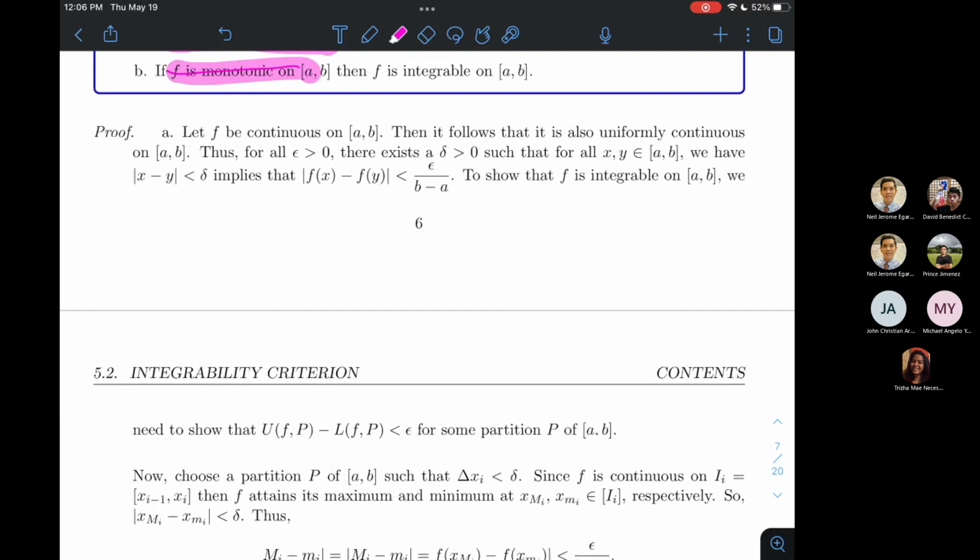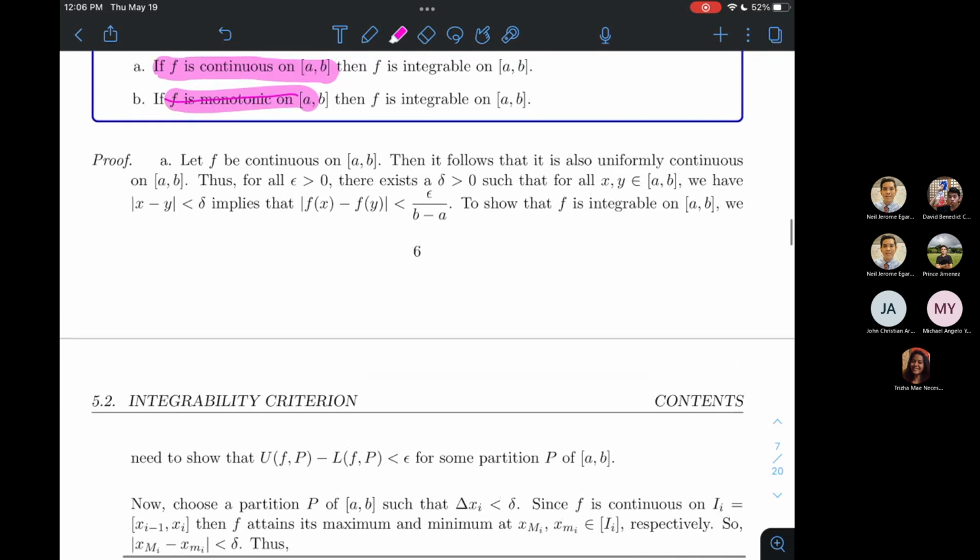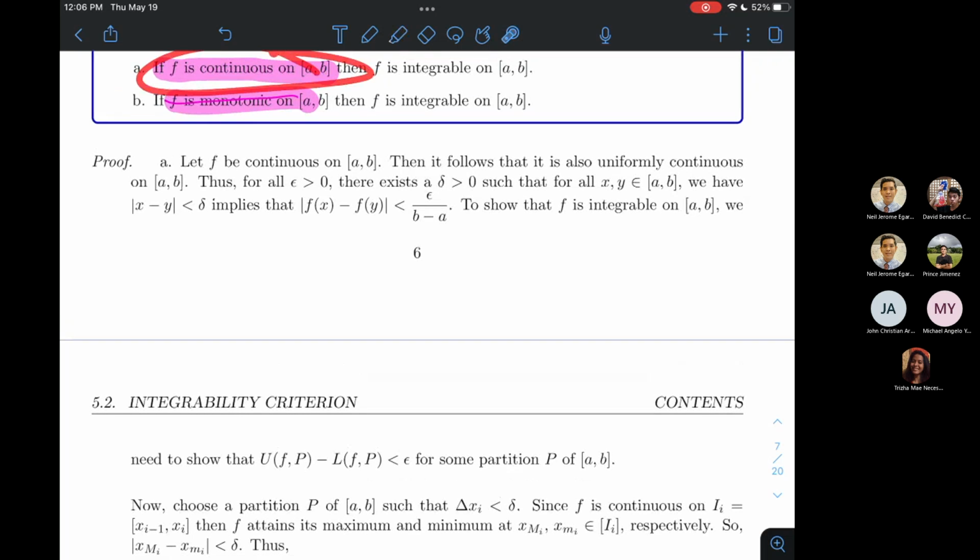Okay. Assume na natin na si f ay bounded. Tapos part A, ang assumption, si f ay continuous. Okay. So si f ay continuous sa closed interval AB. Si closed interval AB ay compact. So therefore, by one of the theorems before, kapag ang isang function na continuous sa isang compact set, siya ay uniformly continuous dun sa compact set na yon.